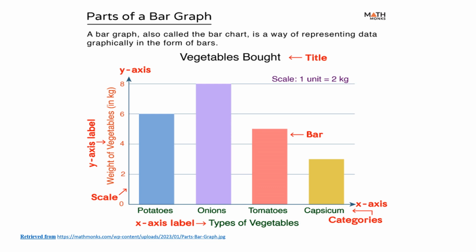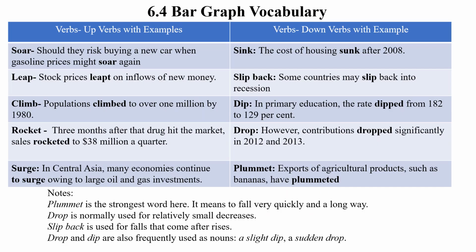Also we can see the x-axis label, types of vegetables. They are potatoes, onions, tomatoes, and capsicum. Also we can see the scale 2, 4, 6, and 8. It also contains the bars. So remember, please, these parts of the bar graph.